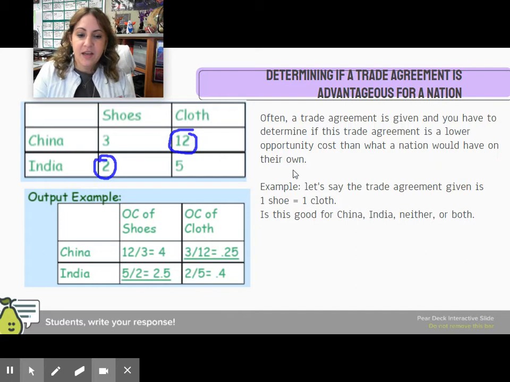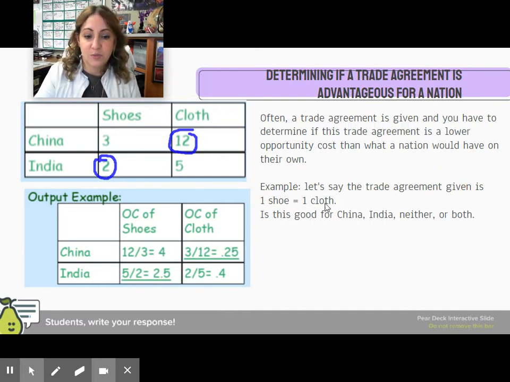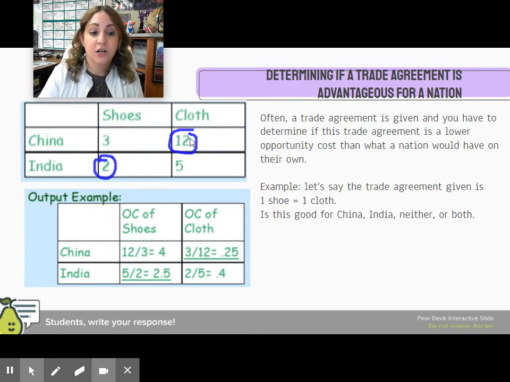So we have to determine 1 shoe equals 1 cloth. That's what it's going to cost them. Is that better than what they would have done on their own? So let's look at China first. China's producing only cloth. They don't have to buy cloth. They're going to have to buy shoes from India because they're not making any. India is making shoes. They don't have to buy shoes. They're going to have to buy cloth because that's what they're not making. They're going to have to buy it from China. So let's look at China first, who produces only cloth. And so that means they're going to have to buy, at this trade agreement, shoes.